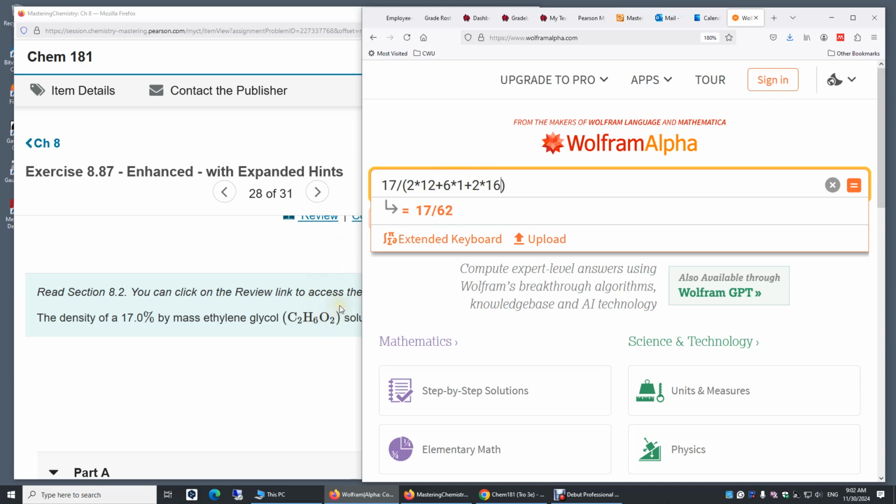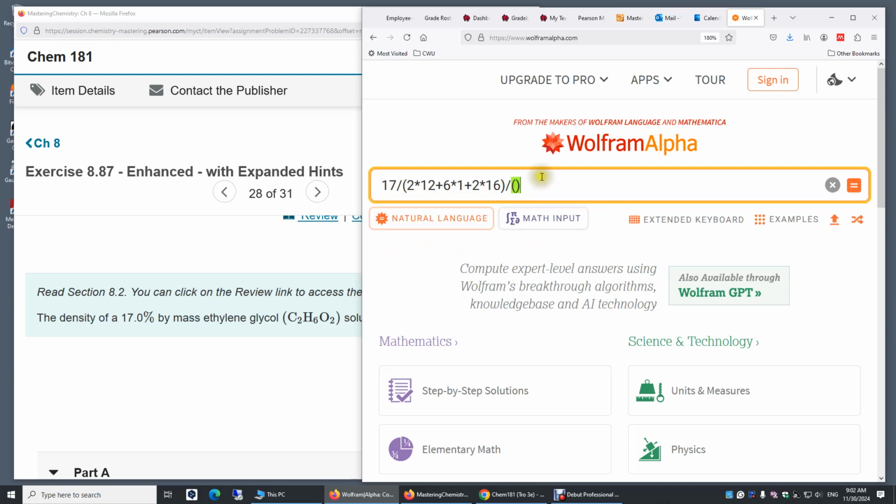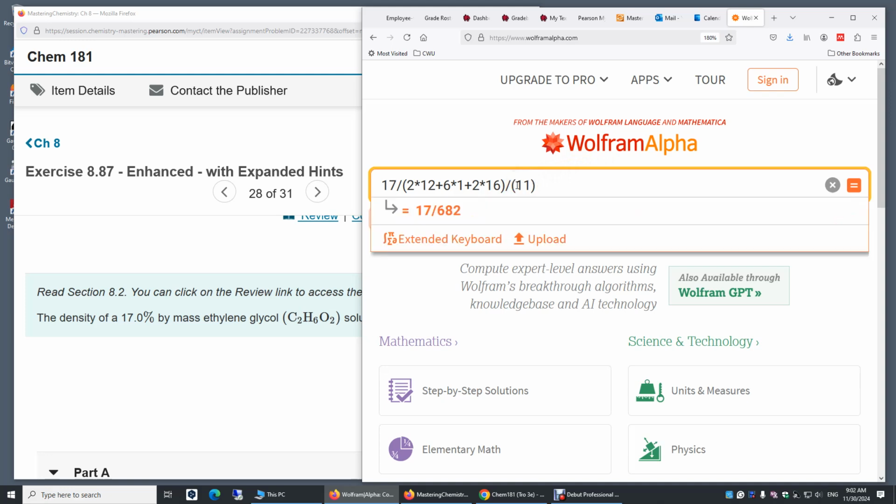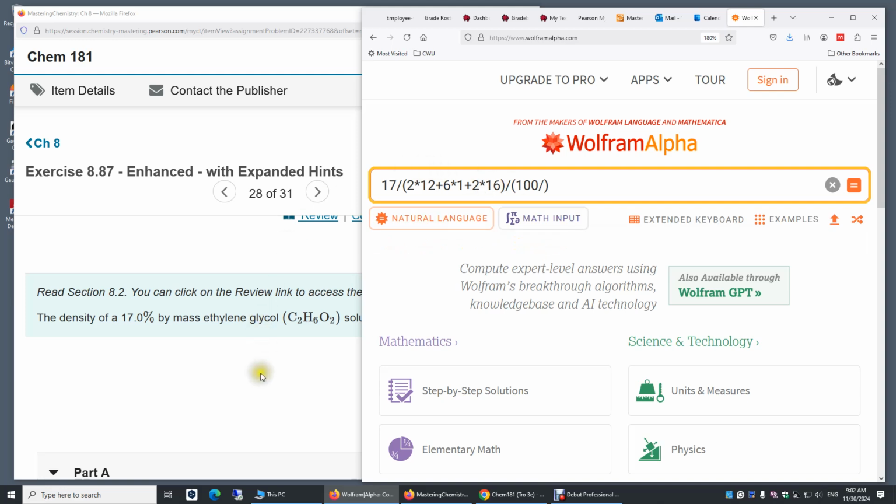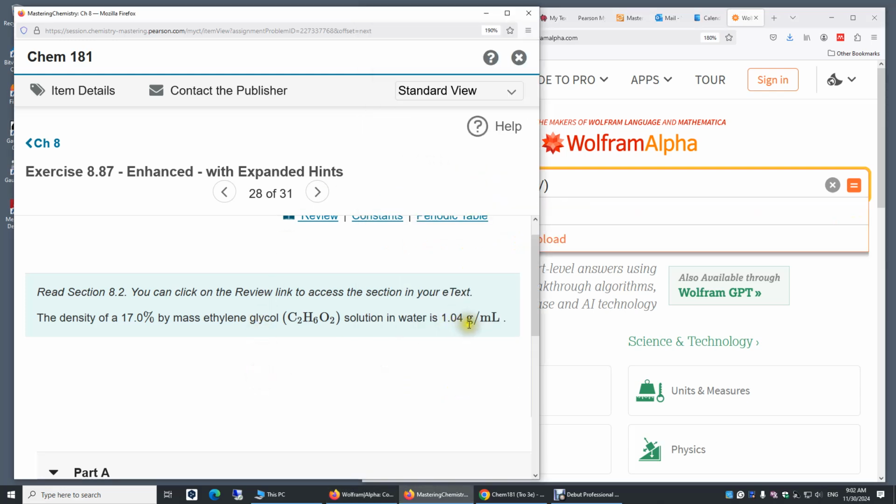C2H6O2 has a molar mass of 62 grams per mole, and we're assuming 17 grams of such chemical in 100 grams of solution. Now we have the number of moles, which is 17 over 62, and then divided by volume. How do we get the volume? We assumed 100 grams of the solution, the mass over the density. Over here the density is 1.04.